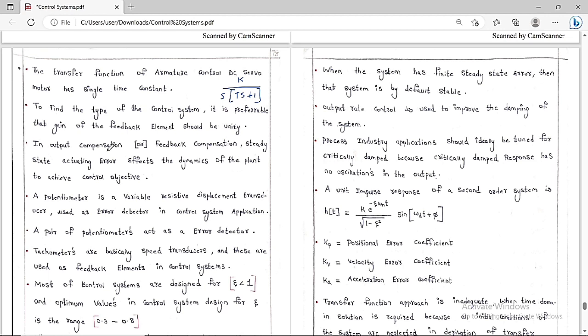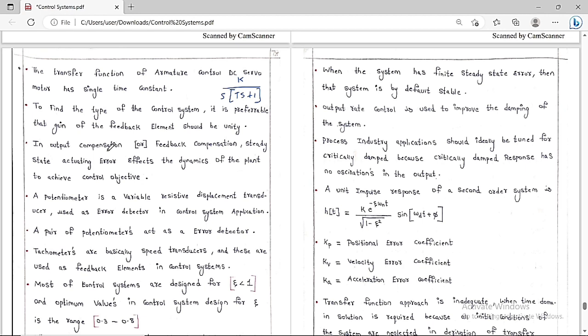I already told you what the type of system is in the open loop transfer function G(s)H(s). The number of poles which are present at the origin is called the type of the system. So in order to find the type of system, always try to keep the feedback element gain equal to 1, H(s) = 1, and then do the multiplication of G(s)H(s), and then figure out the number of poles which are present at the origin. That is called the type of the system.